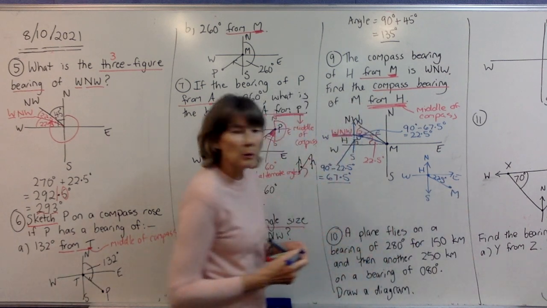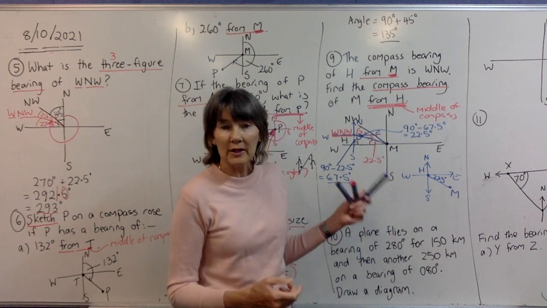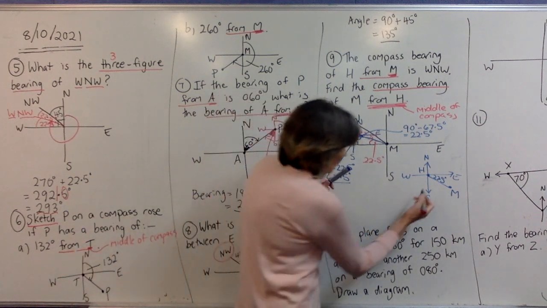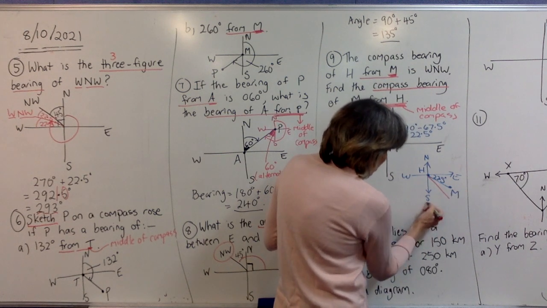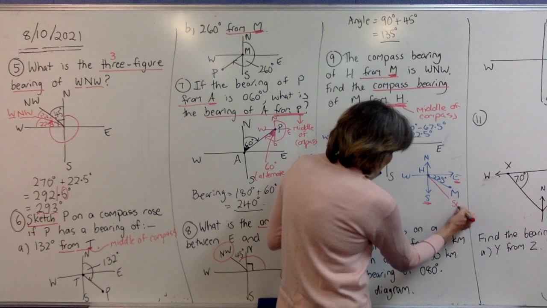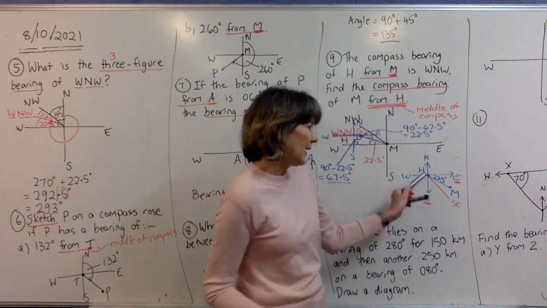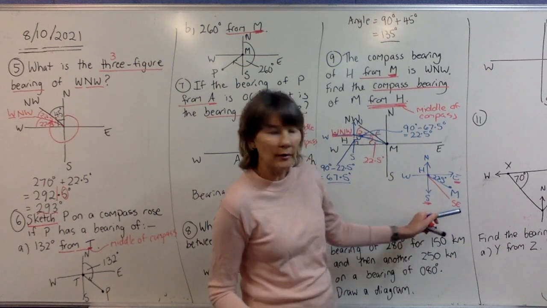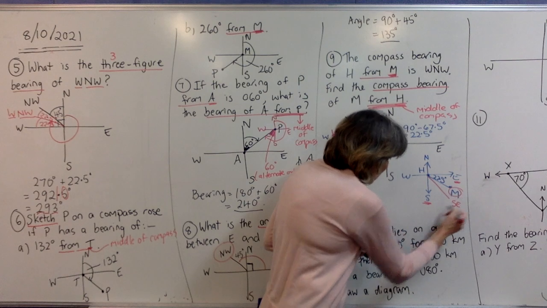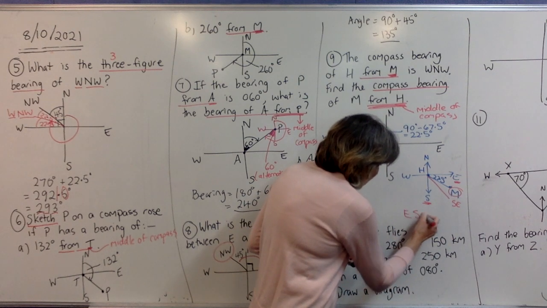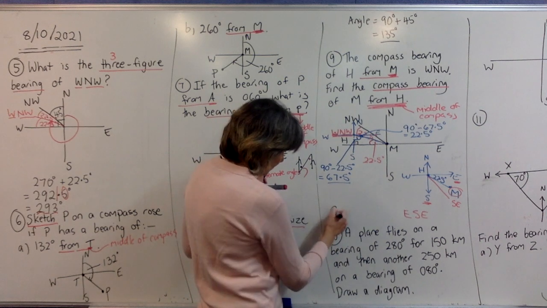Okay, so we want to know what direction that is. If you think about it, 22.5 is half of 45, right? So if I draw in that, halfway between south and east is southeast, right? Now, that bit is again halfway between east and southeast, so that direction right here is east, south, east. That's what we're after. That is the compass bearing.